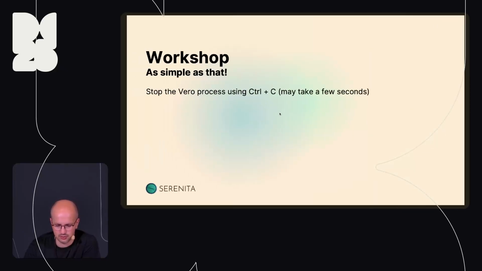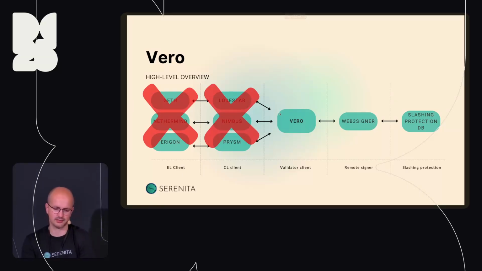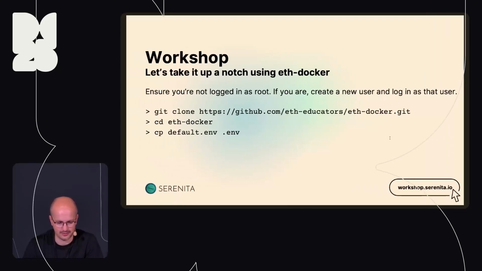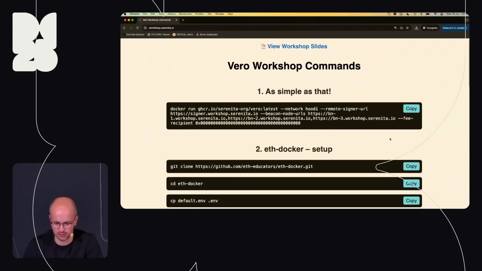All right, so in this next part, we're gonna go one step further. Besides Vero, we're also gonna spin up the remote signer and its slashing protection database. So the next commands to run, we're gonna be using eth-docker to do all of this to make things easier. So we're going to clone the eth-docker repository and make some changes to it as we go along.